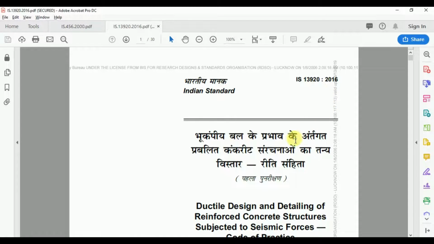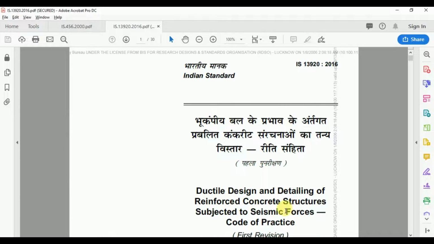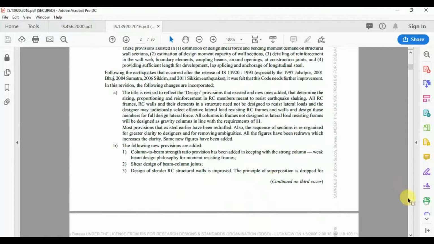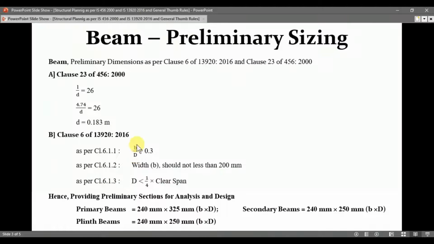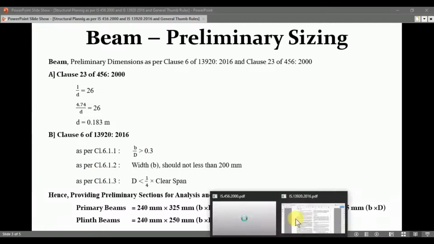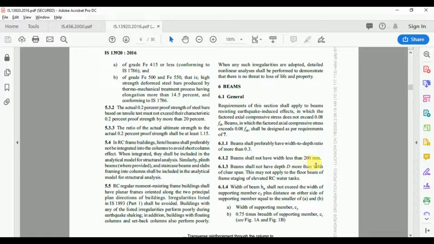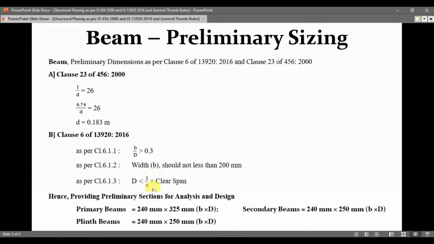So this is IS 13920-2016, ductile design and detailing of reinforced concrete structures subjected to seismic forces, in which clause number 6 provides the provisions for beams. Here you can see 6.1.1, beams shall preferably have a width to depth ratio of more than 0.3, which means B by D should be greater than 0.3. Beams shall not have a width less than 200 mm, which means B should not be less than 200 mm, and the beam shall not have a depth more than 1/4 of the clear span. D should be less than 1/4 of the clear span, which means it should not be more than that.